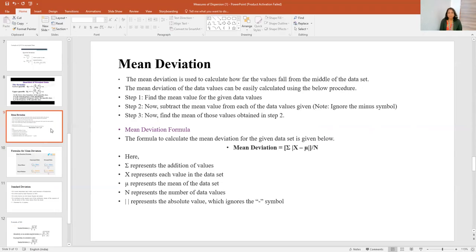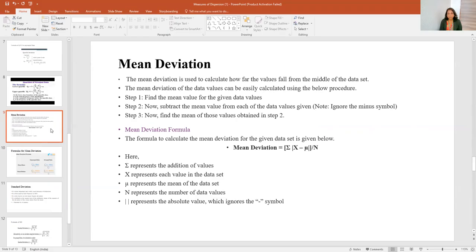First, find the mean value for the given data values. Then we need to subtract the mean value from each of the given data values. And in mean deviation, we ignore whatever minus values we are getting. And now find the mean of those values obtained in the second step. The formula to calculate the mean deviation for the given data set is: mean deviation is equal to summation of mod of x minus mu, where mu is the mean, divided by n.